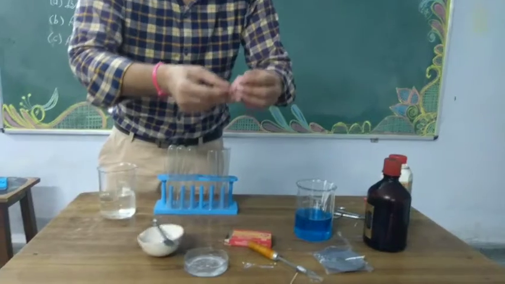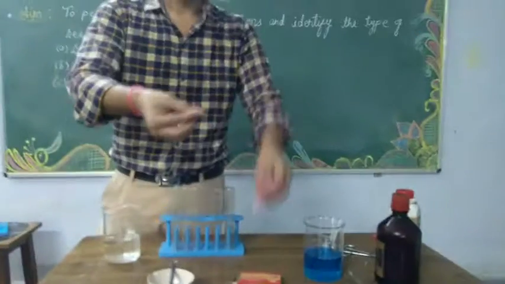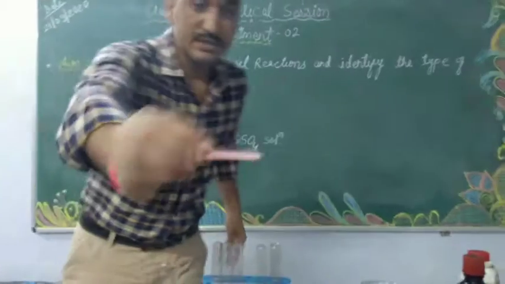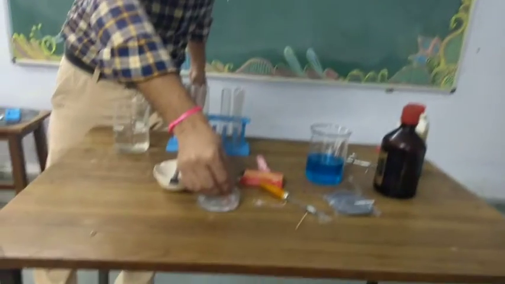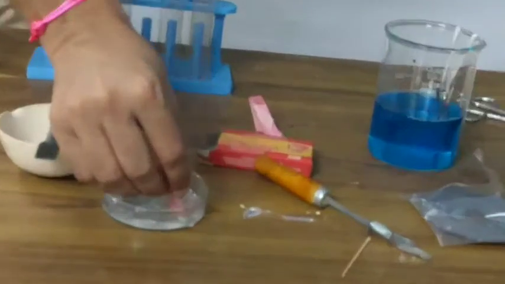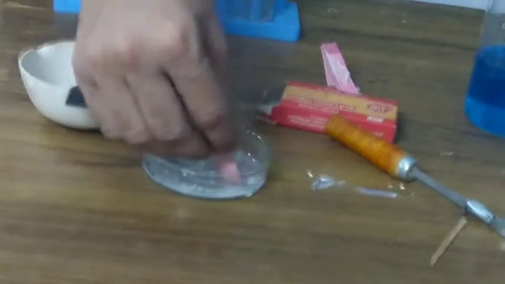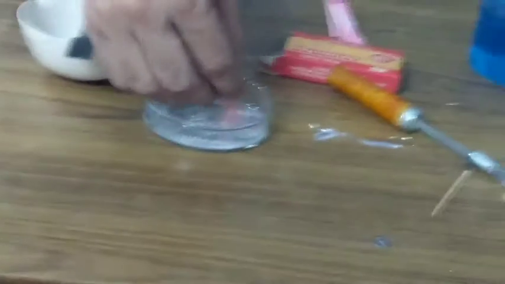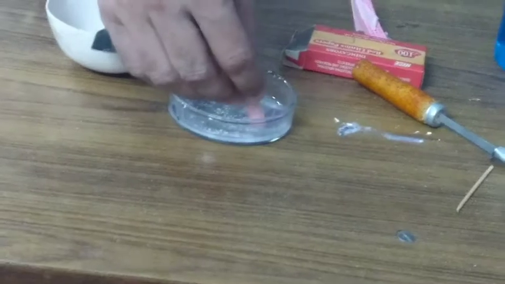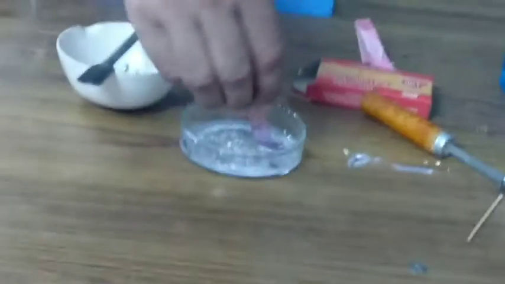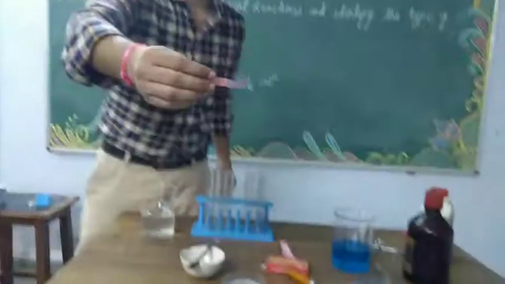I have with me the red litmus paper. This is the red litmus paper, and I am dipping it into this solution of magnesium oxide. You see the color, and you see what the color is now. Focus here. Are you able to watch this? This is the red litmus, and half of the litmus has turned blue.